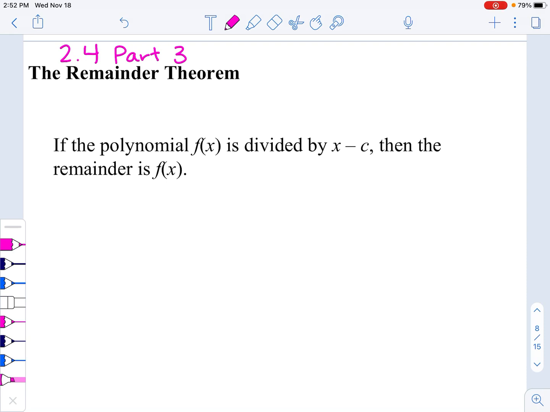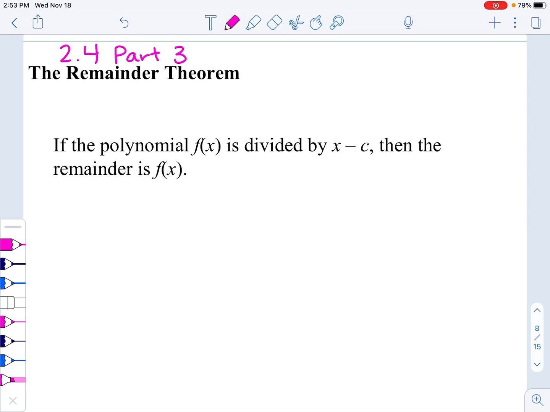So it says, if the polynomial f of x is divided by x minus c, then the remainder is f of x. Well, that doesn't make sense, does it? Let's rephrase that. If the polynomial, so we take some sort of crazy big polynomial and we divide it, whatever the remainder is, is the value of the function at c.